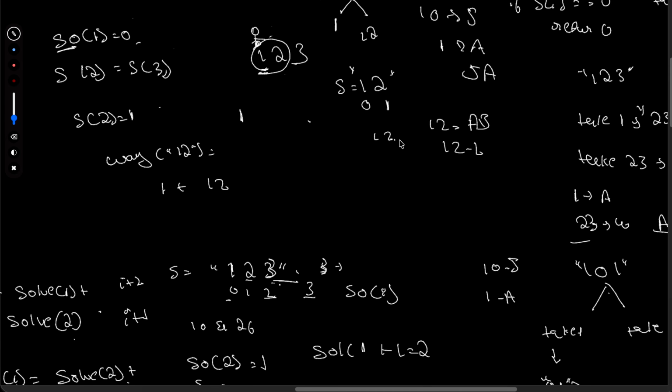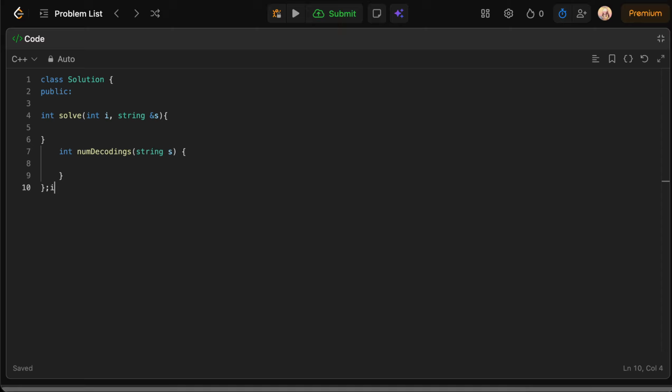So we write: if I is equal to s.length, return 1. When we reach the end, return 1.